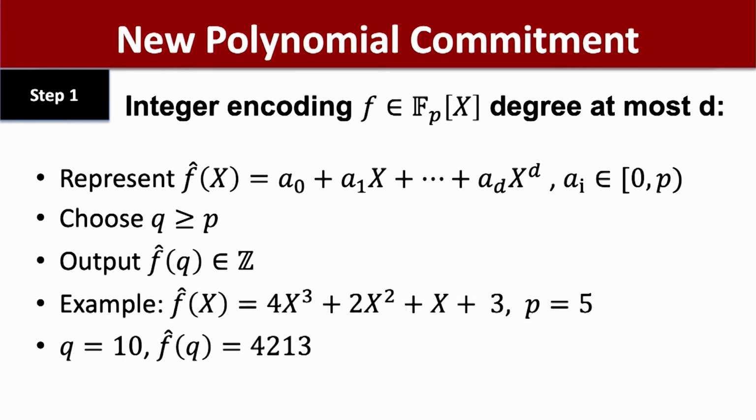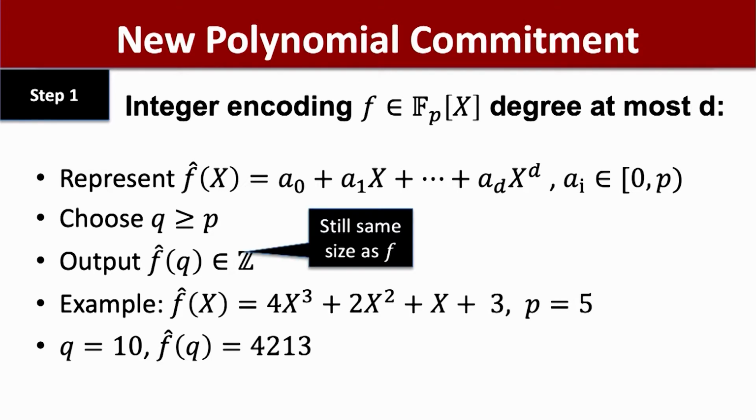As an example, if I have f of x equals 4x cubed plus 2x squared plus x plus 3, and my p is 5, all of my coefficients I can write as less than 5. And then if I evaluate it at 10, this has a very nice decimal representation. It's simply 4213. You notice that the size of this encoding is at least the size of the polynomial itself, but we'll resolve that later.